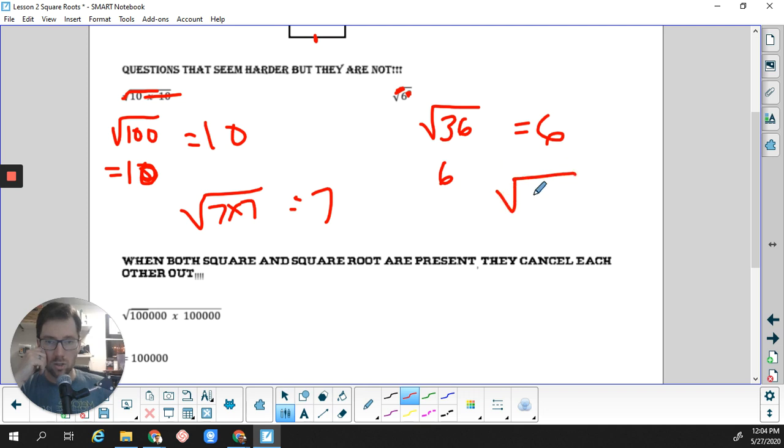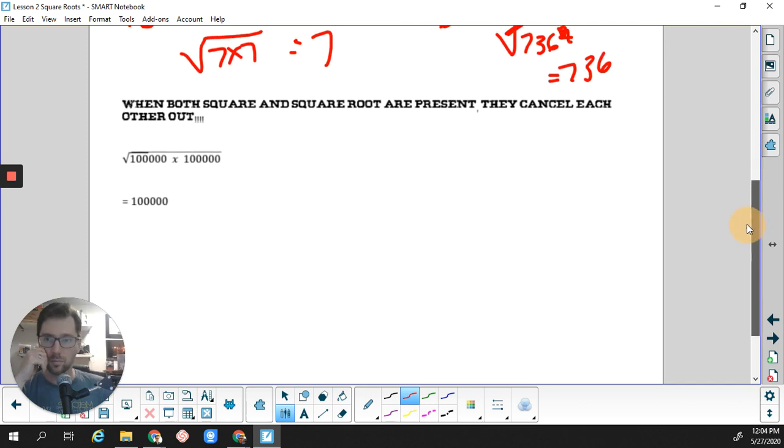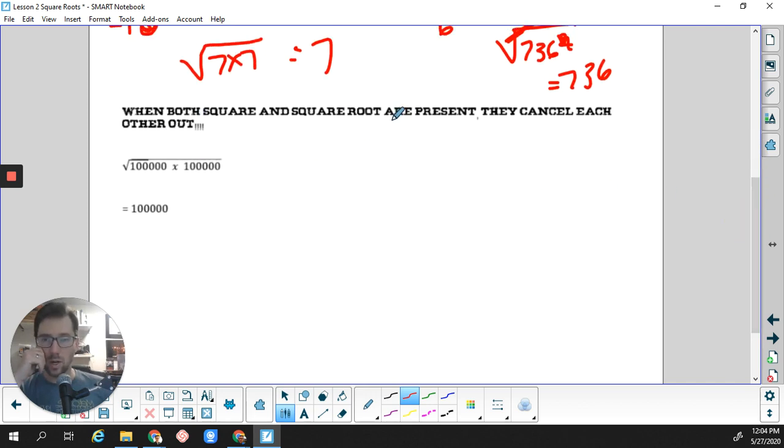So if I had the square root of 736 squared, we know that the square root and the square cancel each other out, so we're left with 736. Okay, hopefully that makes sense. When both the square and the square root are present, they cancel each other out. This is what I just talked about. So if you had the square root of 100,000 times 100,000, we cancel out this, we cancel out this, we're left with 100,000. Okay.